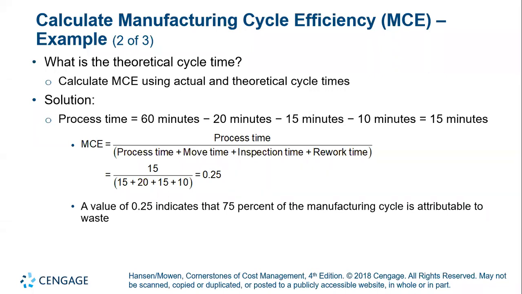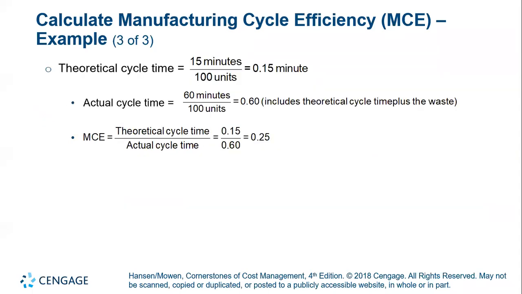So we now divide the process time by the total of the process time and the non-value added activities. The manufacturing cycle efficiency is equal to 0.25. It indicates that 75% of the manufacturing cycle is attributable to waste or non-value added activities. In other words, the lower your MCE, the more waste there is compared to the production time.